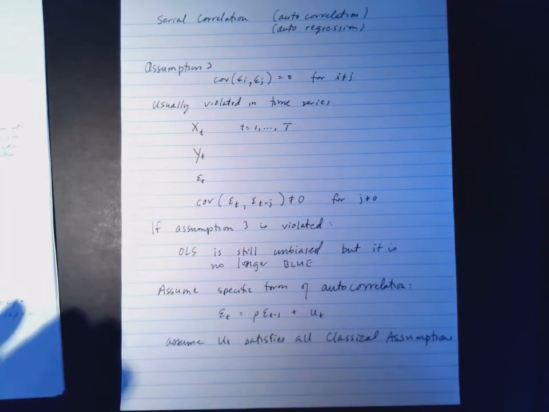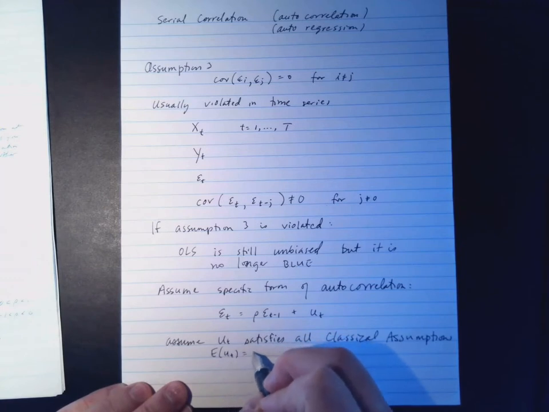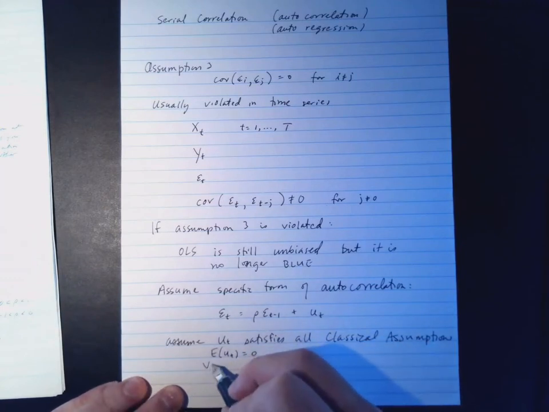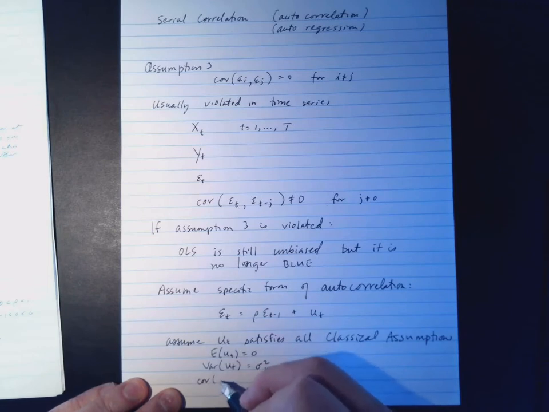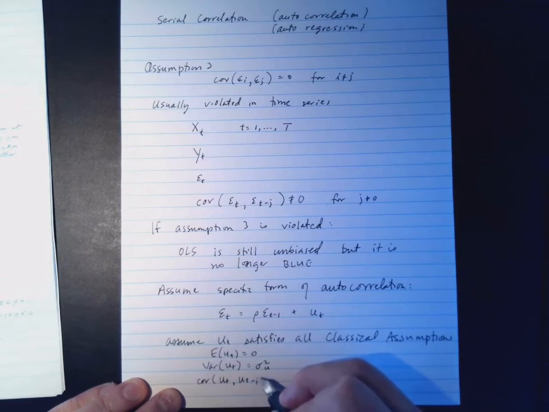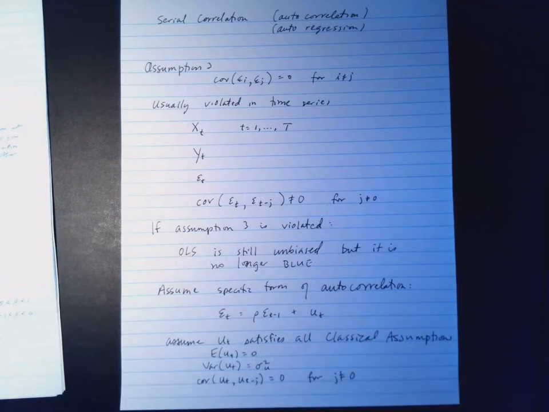So what does that mean? The expected value of u equals 0. The variance of u equals sigma squared. And the covariance of u at time t and u at any other time, j periods away, equals 0 for j not equal to 0.